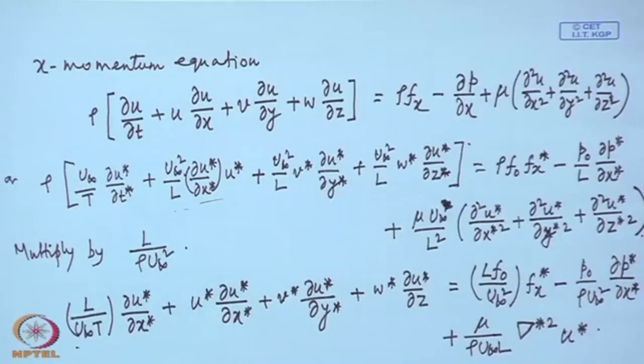Now, if you look at these multiplying factors, there are 4 multiplying factors here, 1, 2, 3, 4. And all these multiplying factors are themselves non-dimensional. L by u infinity t is non-dimensional, a ratio of length and length. This is L f 0 by u infinity square, that is also the same thing: the numerator is square of velocity, the denominator is also square of velocity. Here P 0 by rho u infinity square, rho u infinity square also has the dimension of pressure, so that is also a non-dimensional pressure, a ratio of two pressures. And here also, mu and rho u infinity L have the same dimension. So all these multiplying factors are non-dimensional factors and they are given special names.